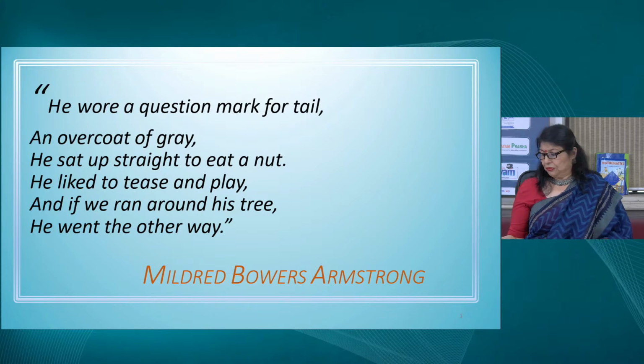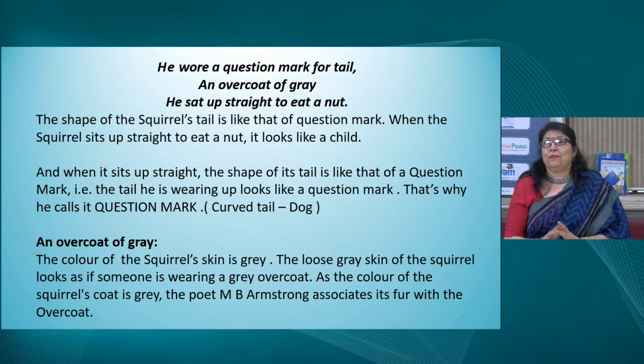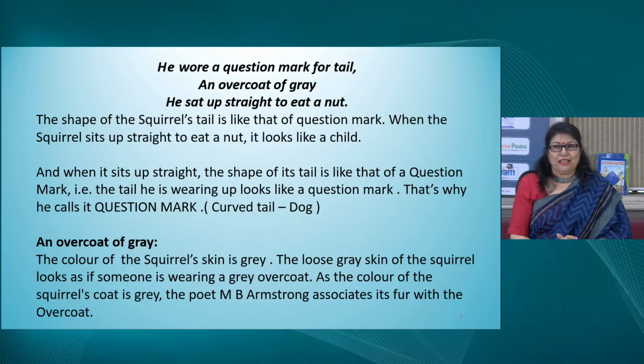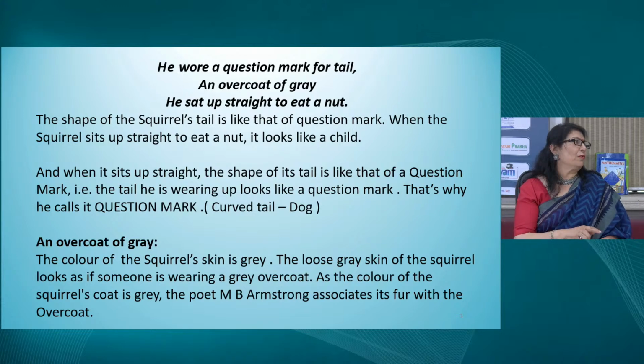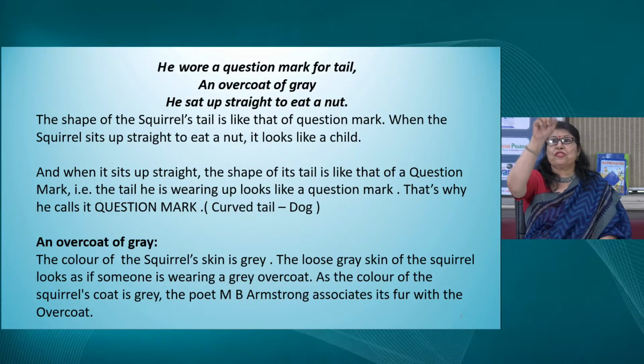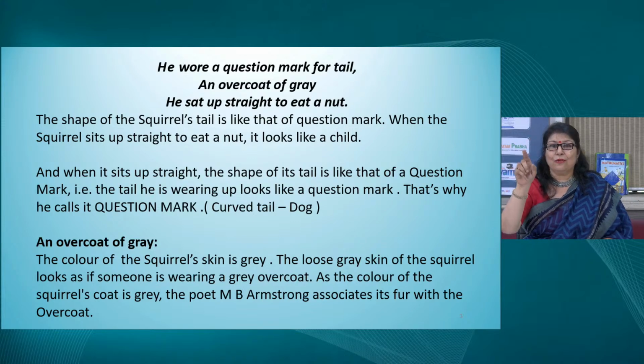So now, he wore a question mark for tail. He wore. Generally, we use it for the creatures, for the animals. But the poet wants us to feel that the squirrel is just like children, isn't it? And so he has personified this attribute. Like we wear, he says he wore. Who wore? The squirrel wore a question mark for tail. Its tail looks like a question mark, isn't it?